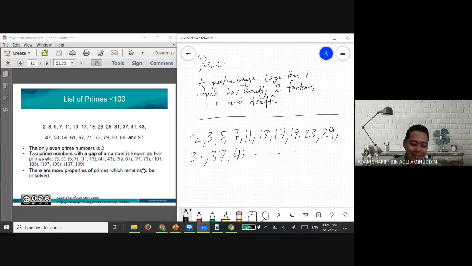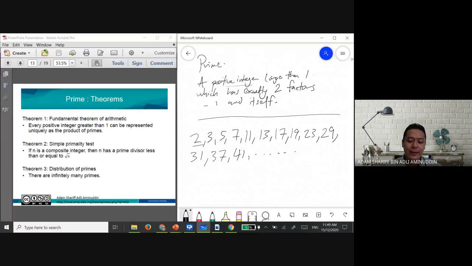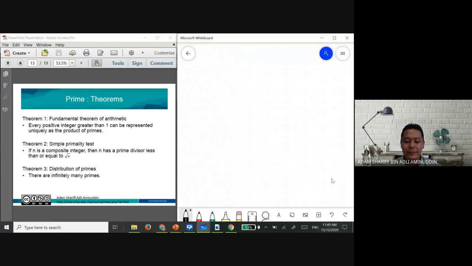Sometimes, it's quite an advantage if you manage to memorize the smaller primes. Kerana teknik ni akan kita guna untuk prime factorization nanti. Alright, I want to teach you a method of prime factorization later kalau ada masa. Kita pergi dulu kepada fundamental theorem of arithmetic.